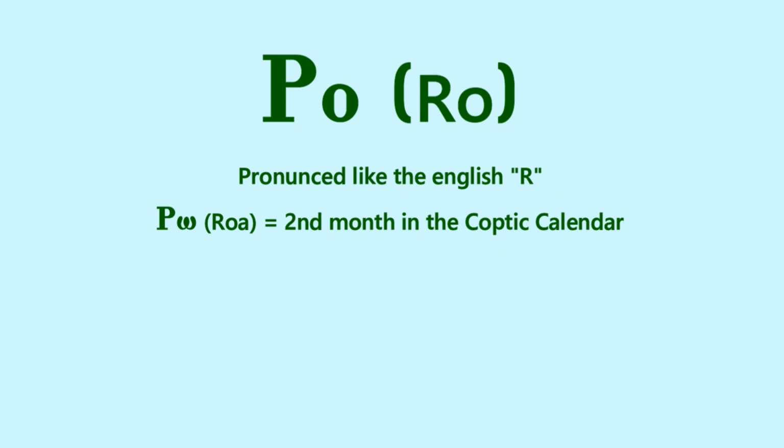Starting with the first one, Ro, which is like an English R, and as you can see, it looks like the English P, but it's not, it's the R sound. Just be careful, don't get confused between the P and the Ro sound in Coptic and in English.